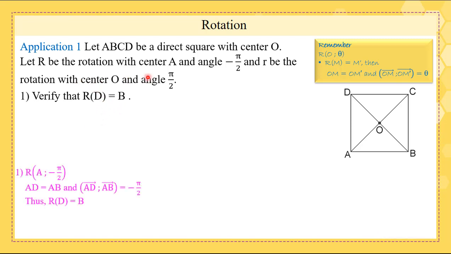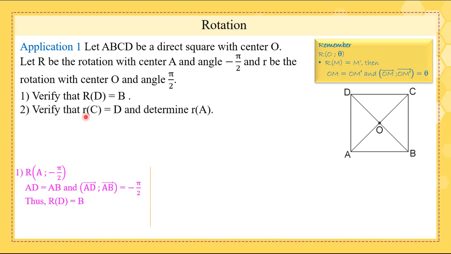Now, since R is a rotation of center A and angle minus pi over 2, according to this figure, we have that AD is equal to AB and the angle between AD vector and AB vector is equal to minus pi over 2 since it's in a negative sense. So we can deduce that R of D is equal to B.